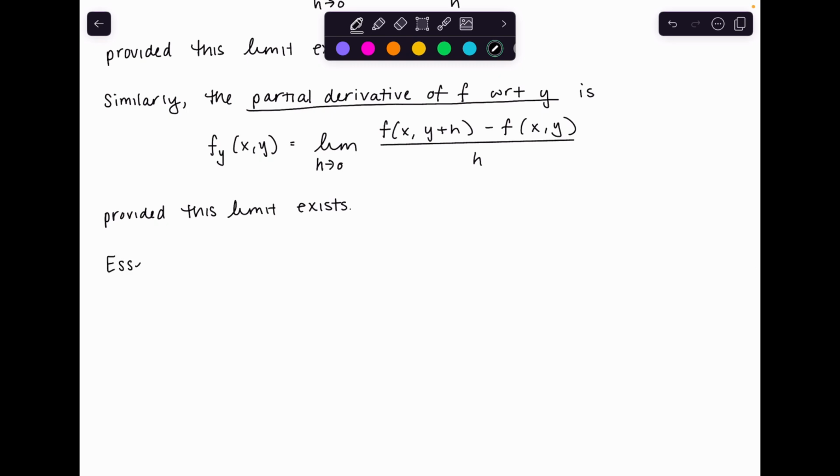So to kind of summarize that, essentially, to find partial derivatives, we fix one variable and take a derivative with respect to the other.